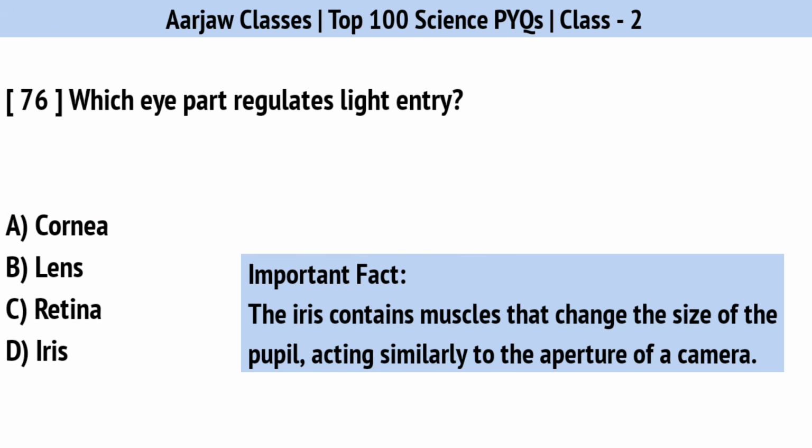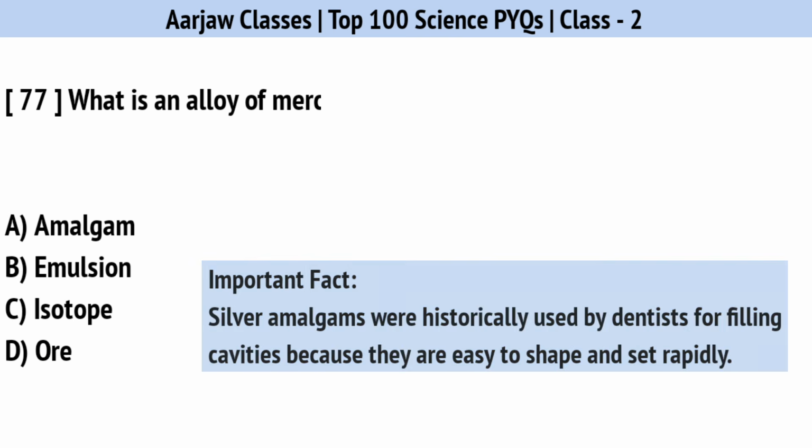Which eye part regulates light entry? Correct option is D. Iris. What is an alloy of mercury called? Correct option is A. Amalgam.